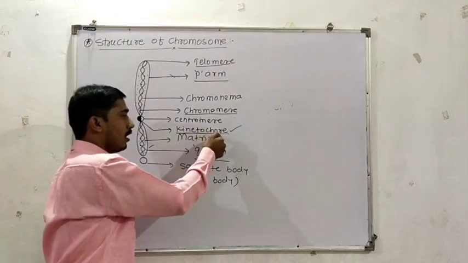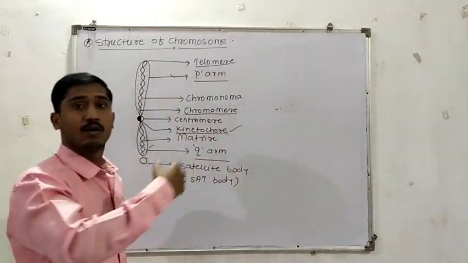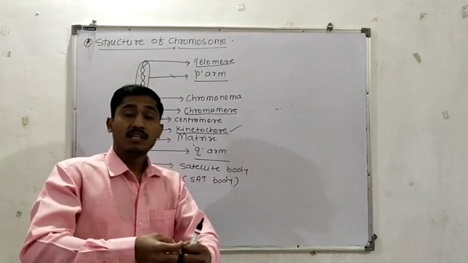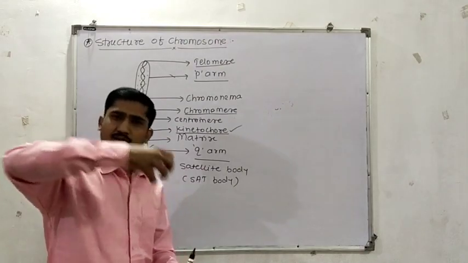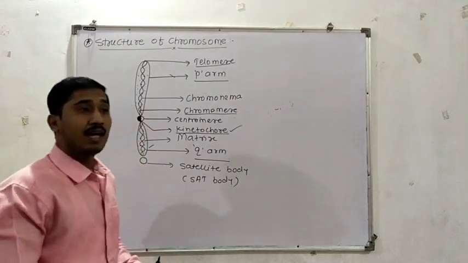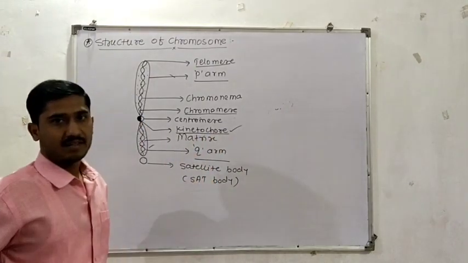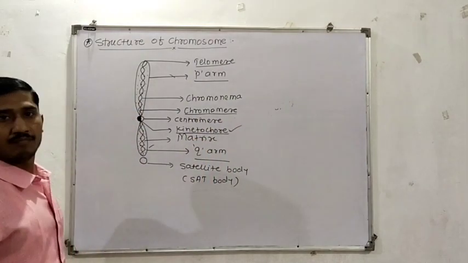Due to the attachment of spindle fiber to the kinetochore, later during anaphase there is a possibility of separation of chromosomes, because in anaphase there is a contraction of spindle fiber, and that contraction is possible because of the kinetochore, right? So this is also a very important part of the chromosome.